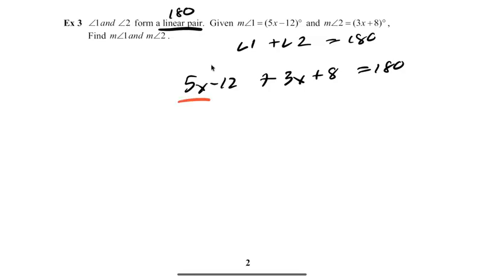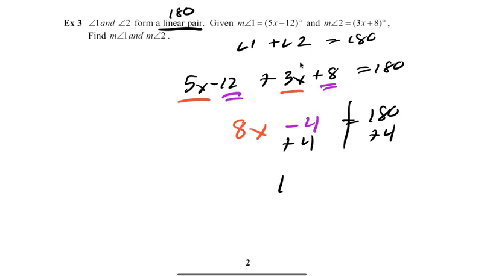And then we add up like terms. So I get 8x, and add up the constant terms: negative 12 plus 8 is negative 4. Over here is 180. Then we're just going to add 4. 8x equals 184, divided by 8.